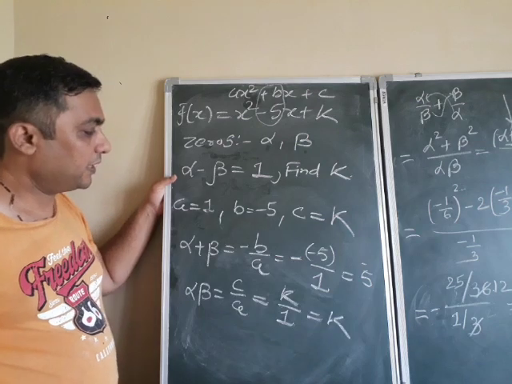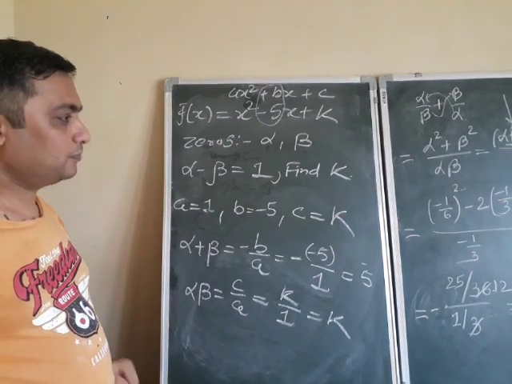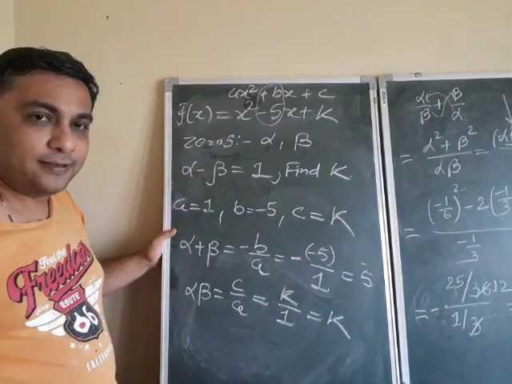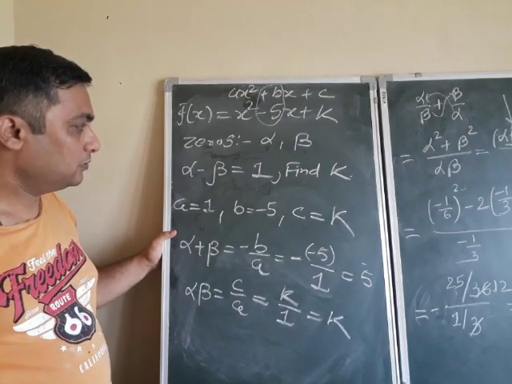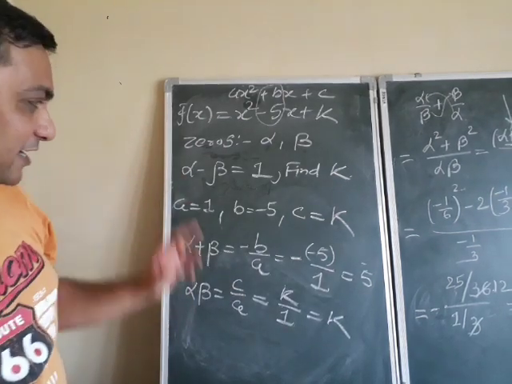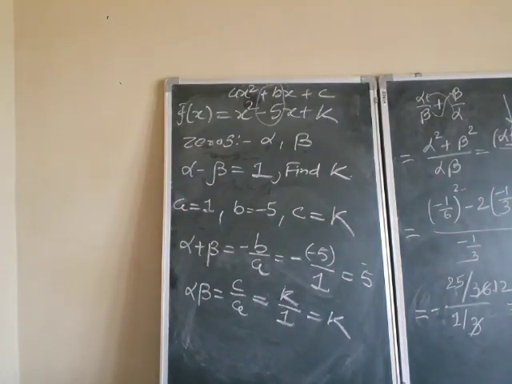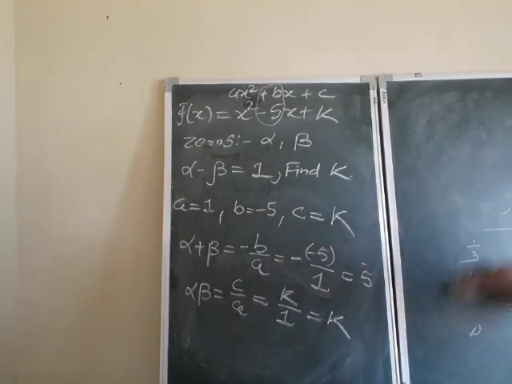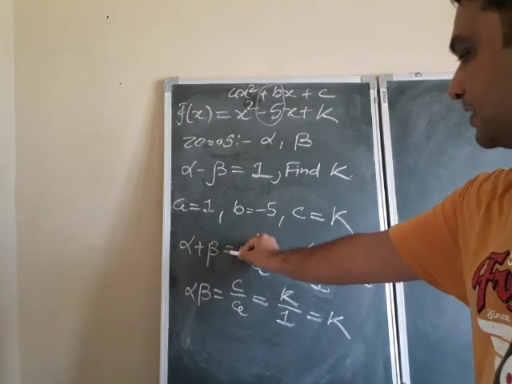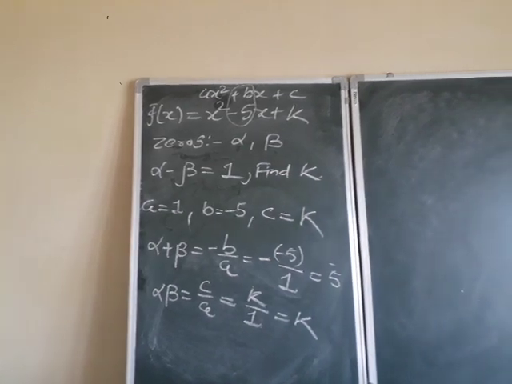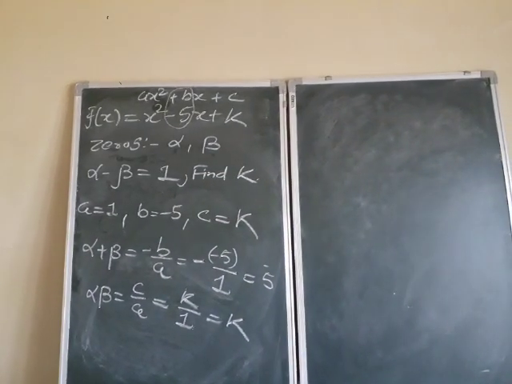Ready? Please write down. Now alpha minus beta is given as 1. And you need to find out the value of k. Clear? See the one interesting thing that we use here. Fine. We have two values. One is alpha minus beta and one is alpha plus beta. Right? See here, there are so many ways you can do this example. Get ready.